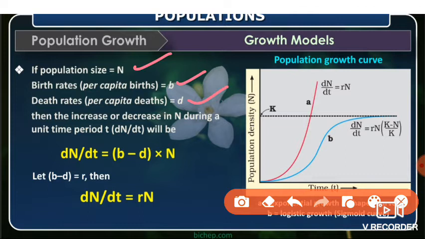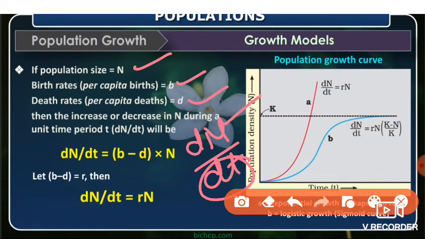And then the increase or decrease in N during a unit time period, the increase or decrease in the population density or the population size per unit time, where time is denoted by t, we can write as dN divided by dt. Increase or decrease in the population size with respect to unit time t, that we will write as dN divided by dt.